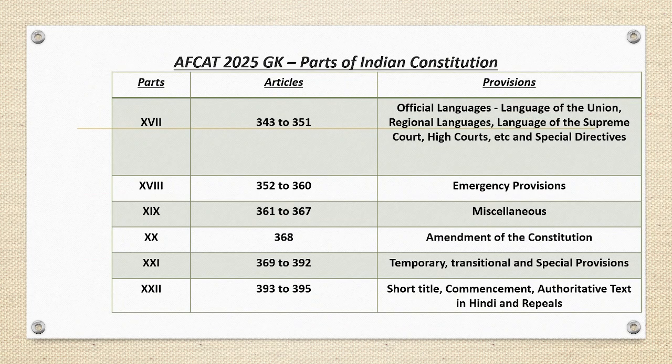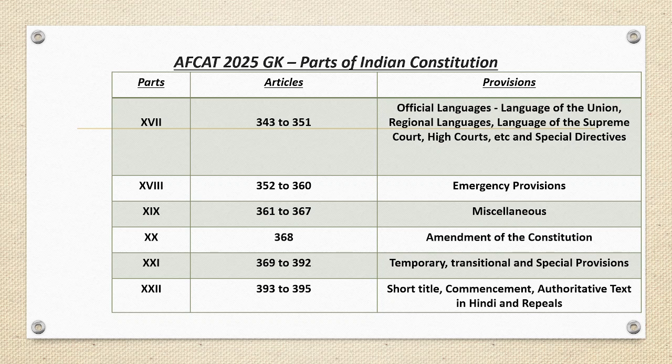Then we have part 17, articles 343 to 351. And this part 17 deals with official languages, language of the union, regional languages, language of the Supreme Court, High Courts, and special directives.